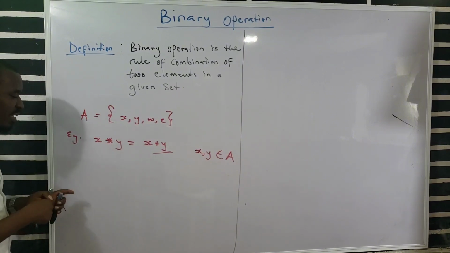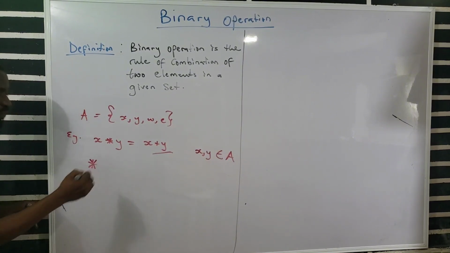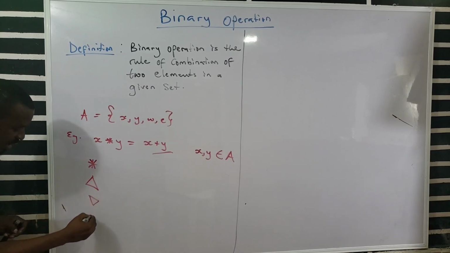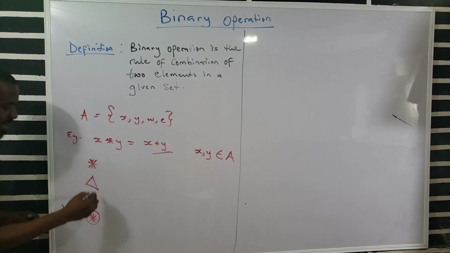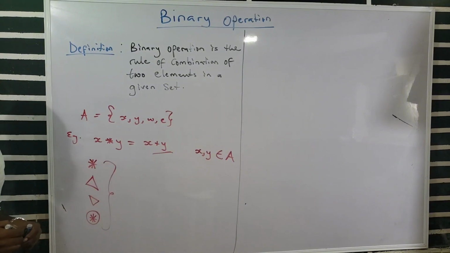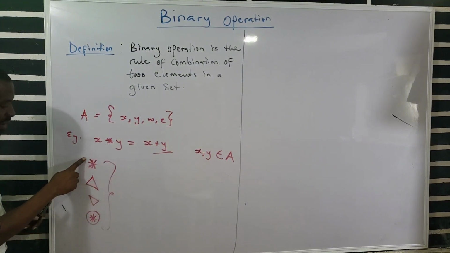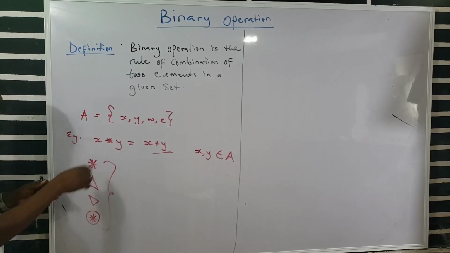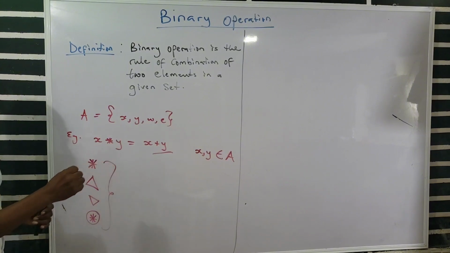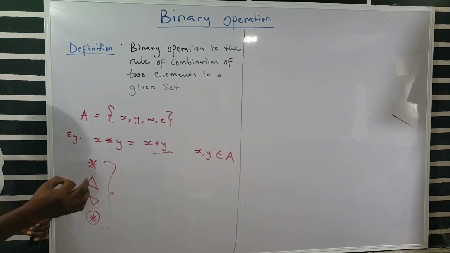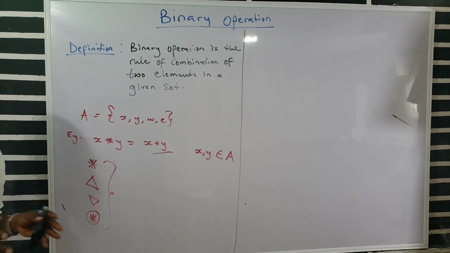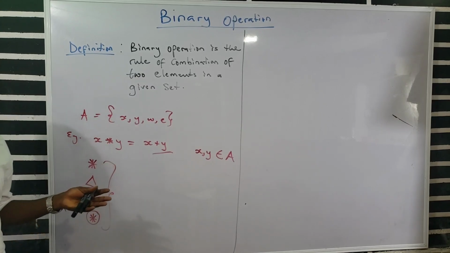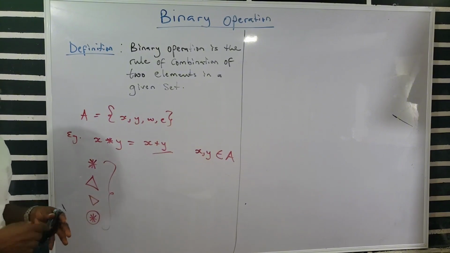Now, the signs you are seeing here, we can use any of these to represent our binary operation. We can use them to represent that X and Y are combined on a particular rule of combination. And if you are given a rule of combination, you follow it and find your answer or carry out your operation. Let's take an example.